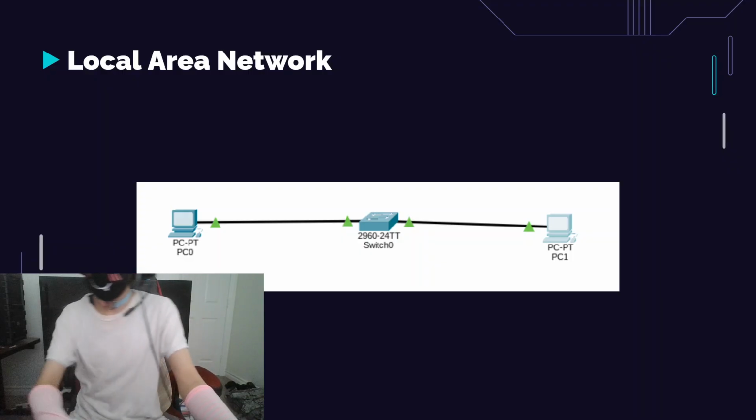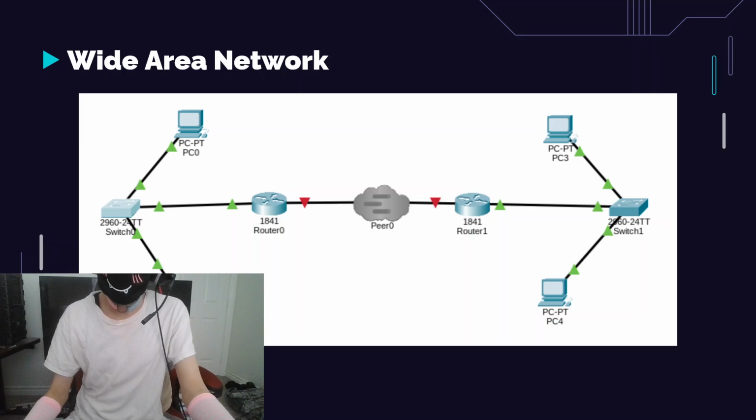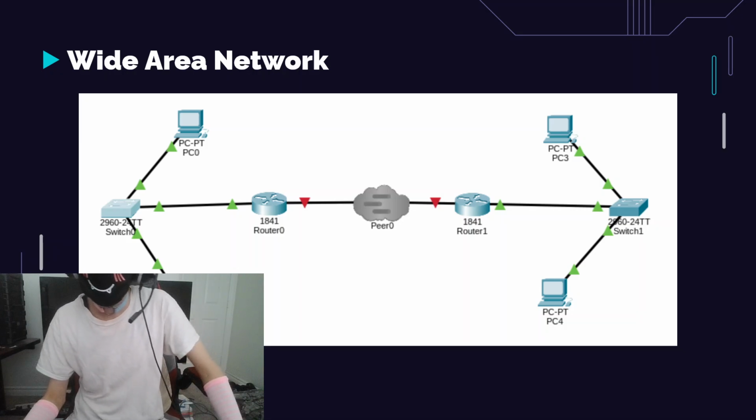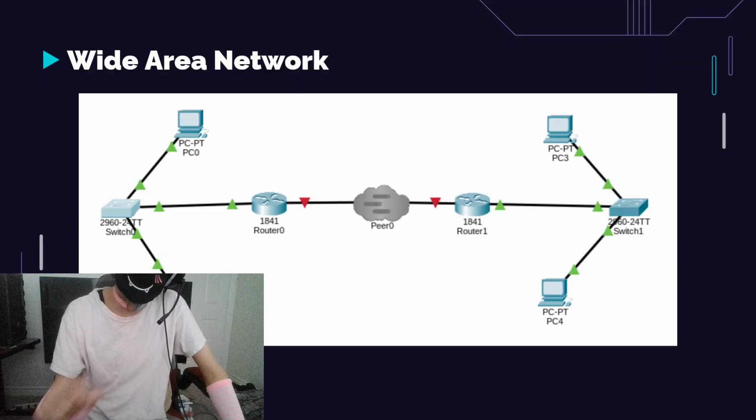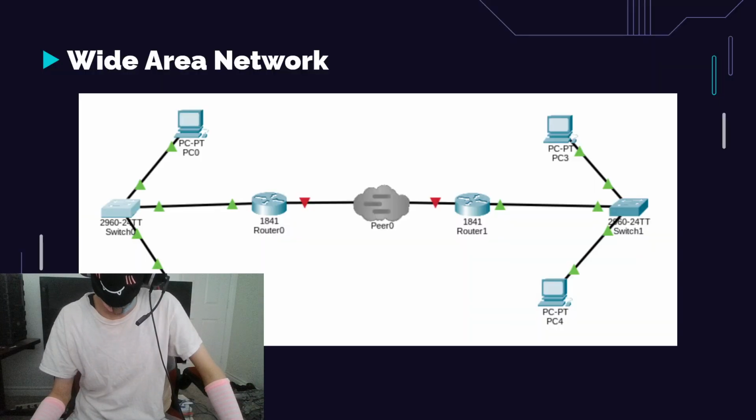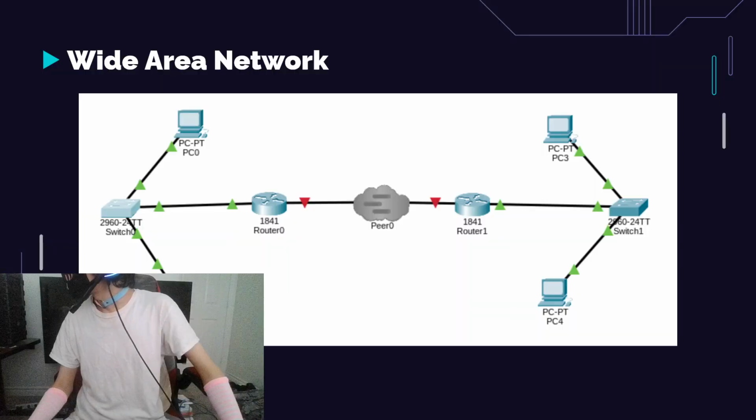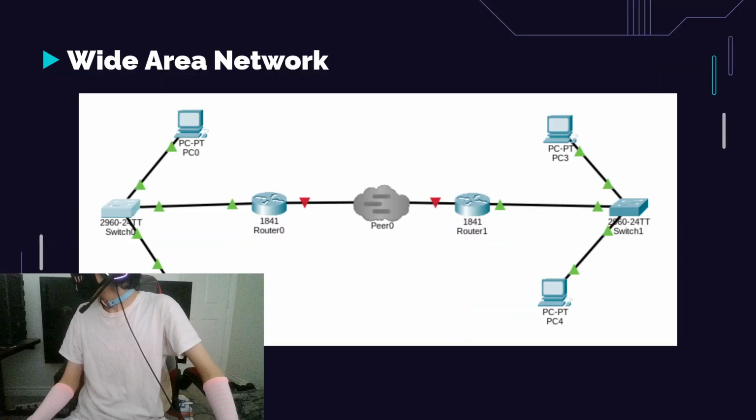So let's move on. This is a wide area network, as you can see, the cloud there in the middle. These routers communicate over the cloud to each other. So this switch 0, PC 0, PC 1 is one network, and they go to router 0. Then they can go out to the cloud. If they want to reach PC 3, for example, it's going to have to go through router 0, through the cloud, through router 1. It's going to have to go through the switch 1, and then it can reach PC 3, for example. So that's really all you need to know about wide area networks.